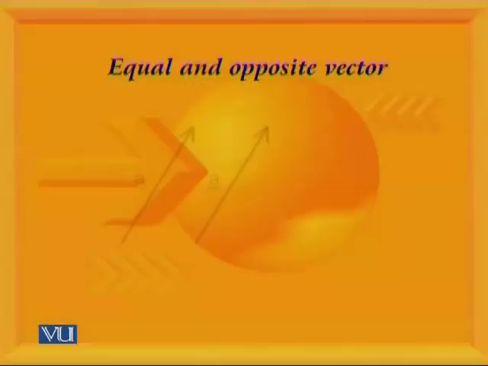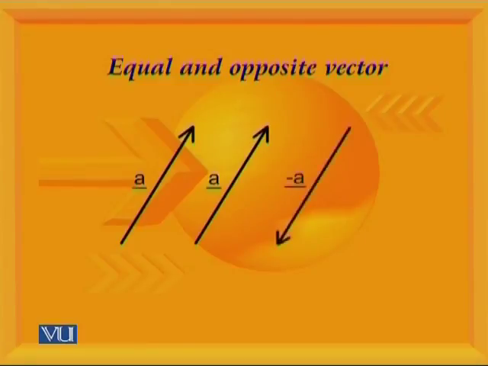Two vectors are equal if they have the same magnitude and the same direction. So you can see on the screen that we have here the vectors A and A, which have the same magnitude and the same direction. But if a vector has the same magnitude and opposite direction, then its sign will be reversed. Zero vector is a vector which has no magnitude and can take any direction.